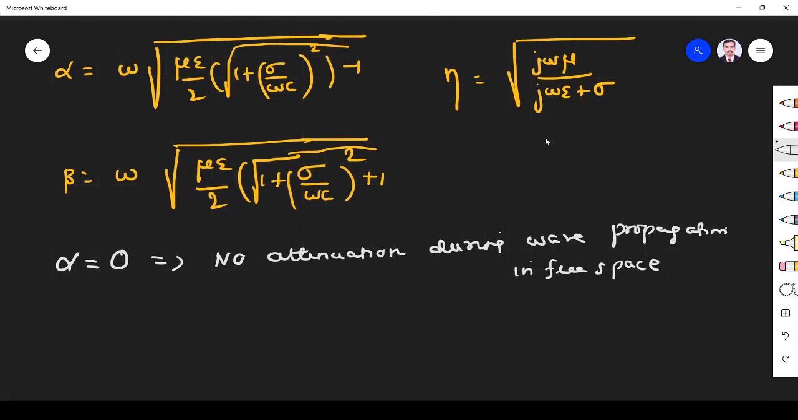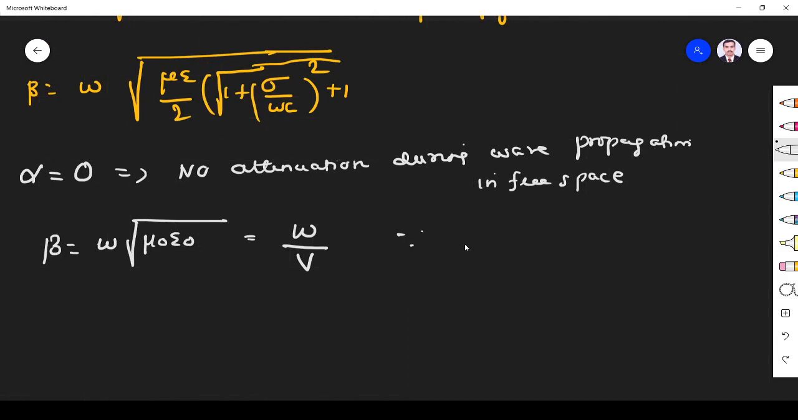Next, what is the beta value? When you substitute sigma 0 again, this term will be 0. 1 plus 1 is 2, and 2 by 2 cancel. So beta is omega root mu epsilon, where mu is equal to mu naught and epsilon is equal to epsilon naught. So beta is omega root mu naught epsilon naught. Root mu naught epsilon naught is nothing but 1 by velocity. That is very important, because v is equal to 1 by root mu naught epsilon naught. Hope you have studied this.